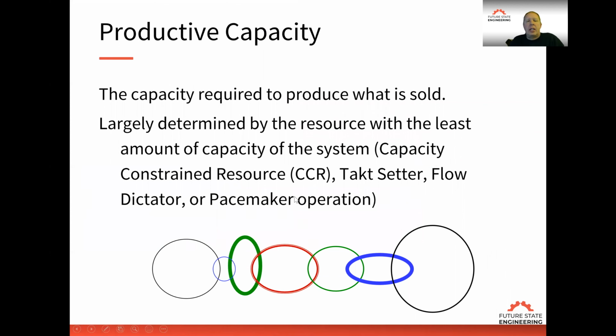When we look at any system, there's 2 types of capacity. The first type is what we call productive capacity. So this is the capacity that's required to produce what is sold. In any value stream, there's always one resource that determines the capacity of that value stream. So that resource, we can name it either the capacity constraint resource or CCR, the tact setter, the flow dictator, the pacemaker. I don't care what you name it. It's the resource that dictates the flow of the whole value stream.